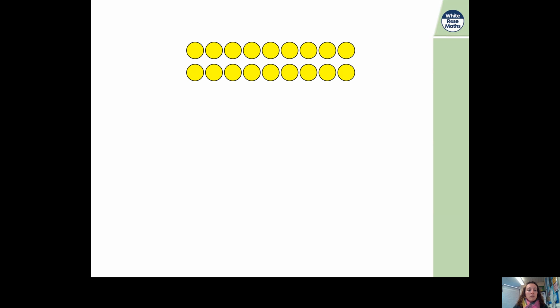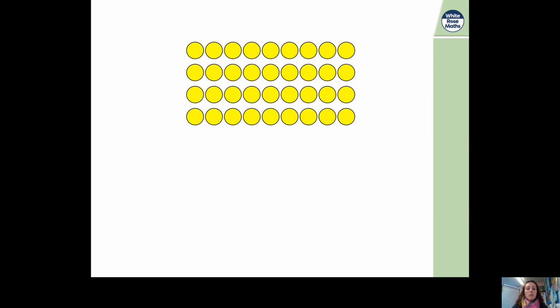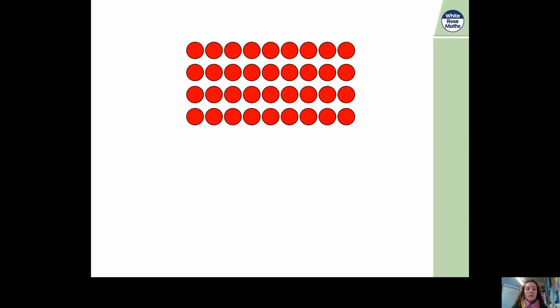Okay, so here's an array. We've got 1, 2, 3, 4, 5, 6, 7, 8, 9 counters in each row. We've got 1, 2, 3, 4 rows. And now we're looking at columns. We've got 1, 2, 3, 4, 5, 6, 7, 8, 9 columns.